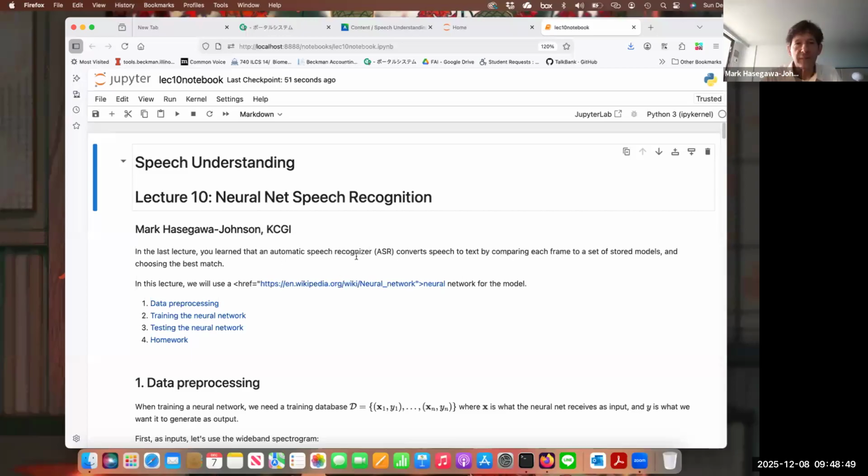It's finding, oh, I see. This should be Ahref. There we go. So here's a link to more information about neural networks on Wikipedia, in case you would like to learn about neural networks in general.